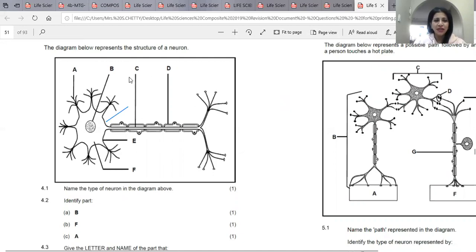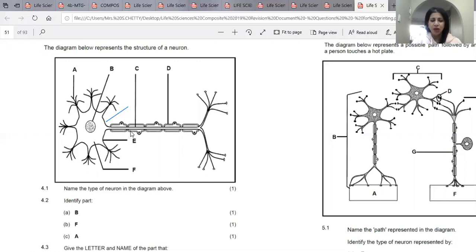If you look at this first diagram and concentrate on it, this shows you a motor neuron. Basically, we'll be looking at the structure of a motor neuron and a sensory neuron. Now, a neuron is a nerve cell, so it has all the components of a cell, but a neuron is a very specialized cell. So it has two basic parts.